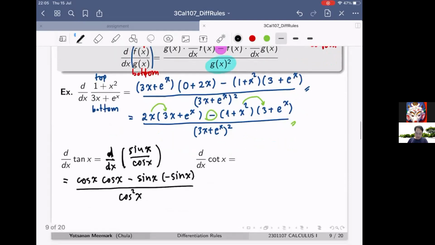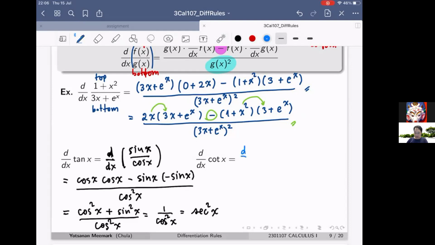Okay, so this happened to be what? This happened to be cosine square plus sine square over cosine square x. So it happened to be 1 over cosine square x. And what is the 1 over cosine? It is a secant. So this was secant square x.